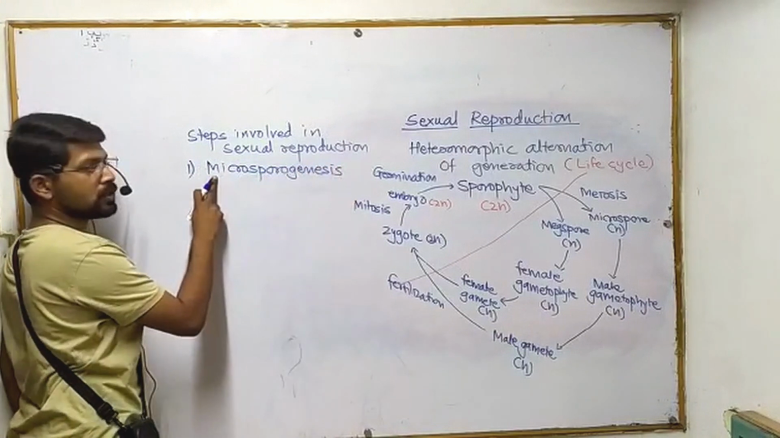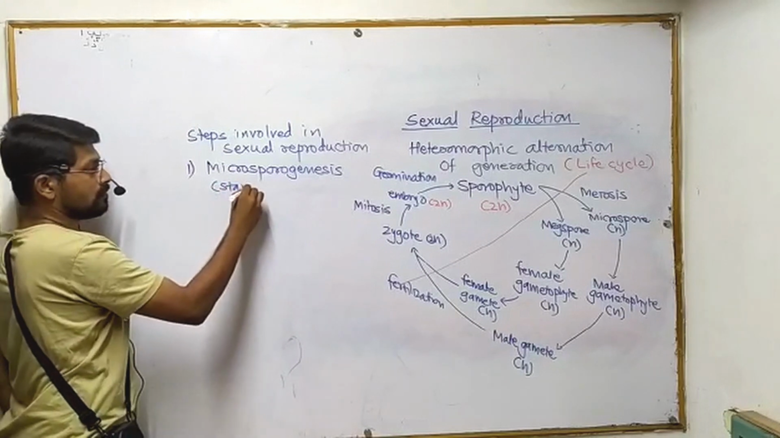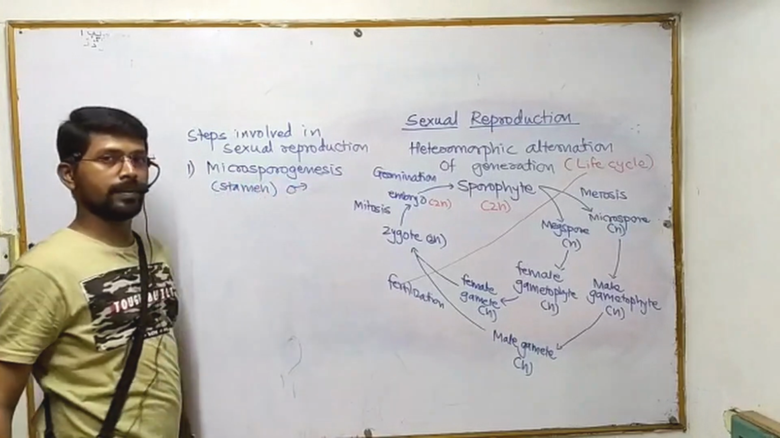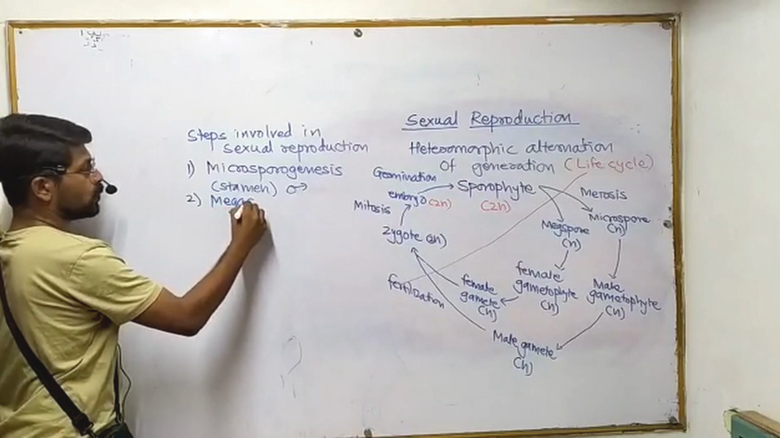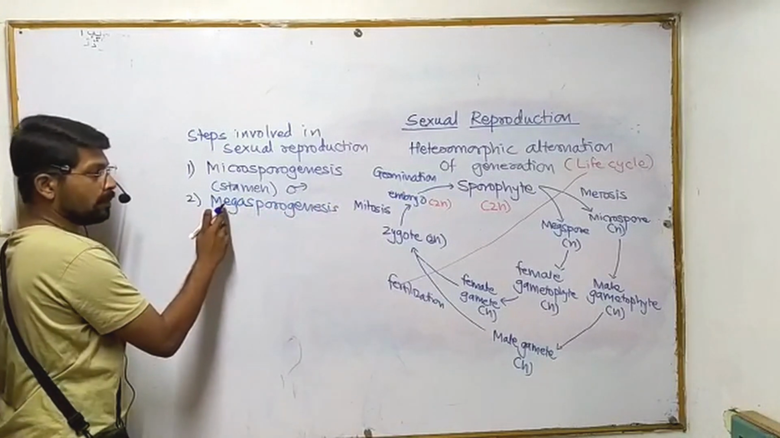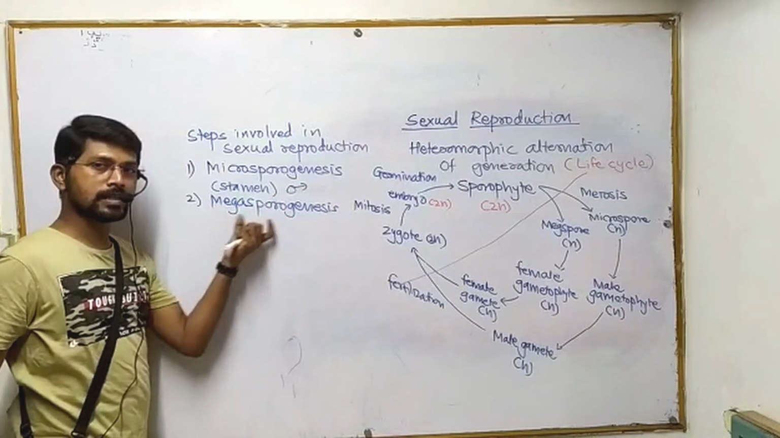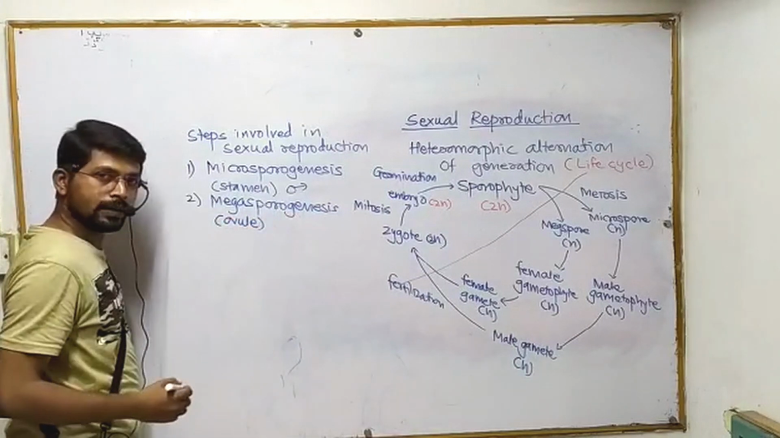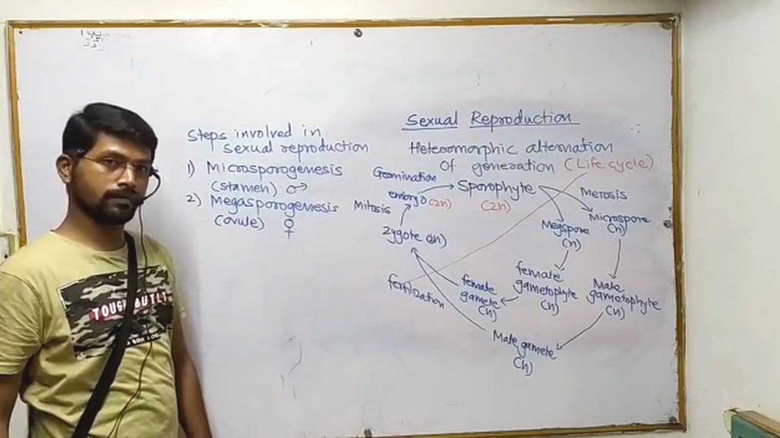It means formation of microspore. This microsporogenesis occurs in stamens, in the androecium as we have discussed, because it is the male reproductive structure. The second phase is called Megasporogenesis. In this process, megaspores are formed. Megasporogenesis means formation of megaspores, and this will occur in the ovule of the gynoecium or of the carpel, and therefore it is called the female reproductive structure of the flower.